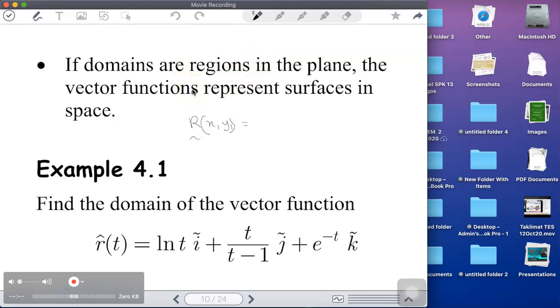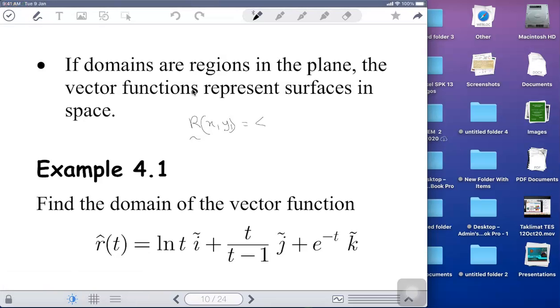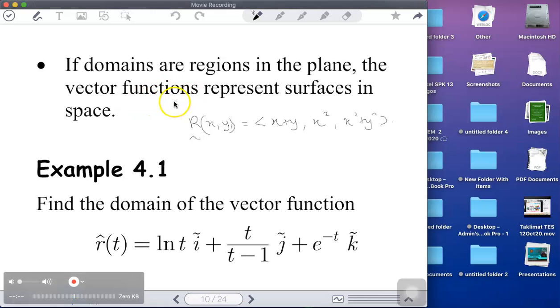So the vector is, maybe I will say x plus y for the component x, and then for the component y we have x squared. Okay, and then maybe I will say x squared plus y squared. Okay, so the domain depends on the values of x and y. So then what is the graph of this particular vector function?